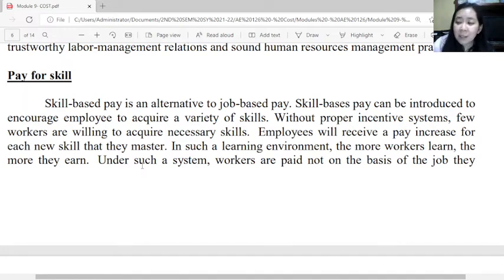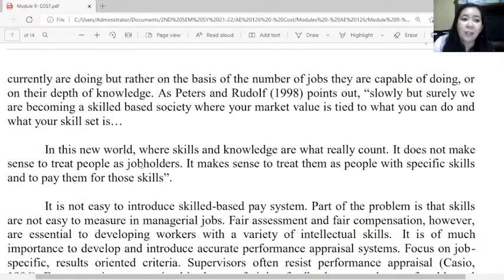But of course, they have to make sure that they will apply it in performing their jobs, and bring productivity and profit to the organization. Under such a system, workers are paid not on the basis of the job they currently are doing, but rather on the basis of the number of jobs they are capable of doing, or the depth of their knowledge or specialization.